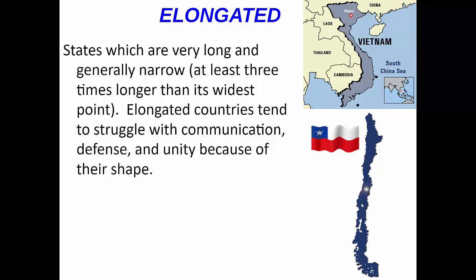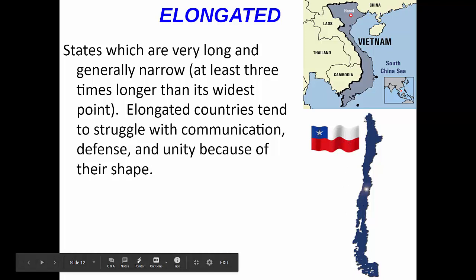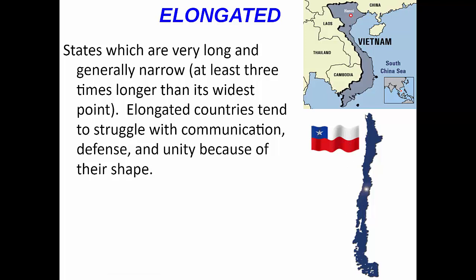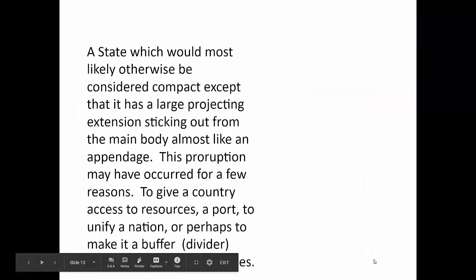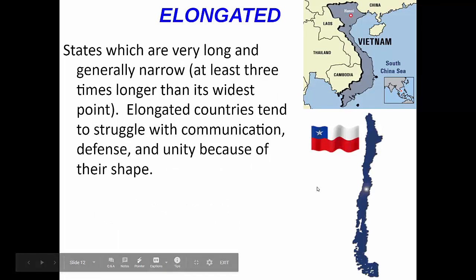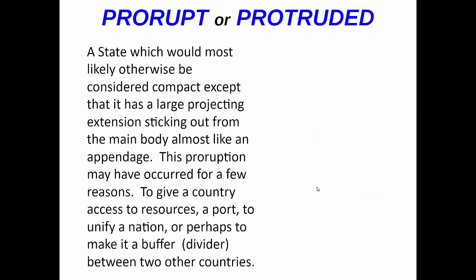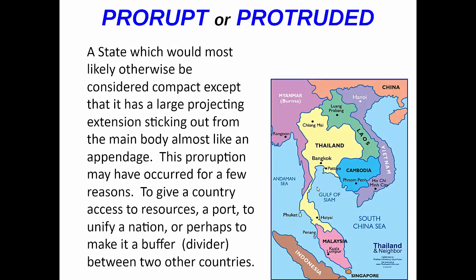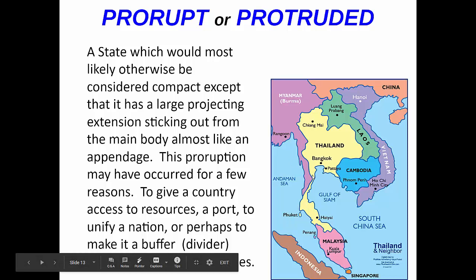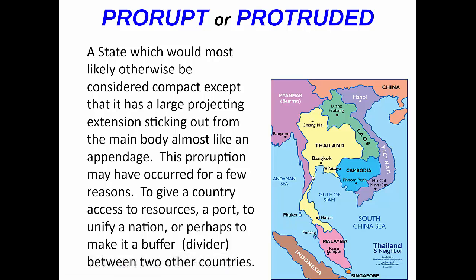And to defend this humongous border all the way along it, right? It's also very difficult to maintain unity and communication, particularly in the extreme areas furthest away from the rest of the country. Prorupted or protruded states are a state that has some sort of appendage, some sort of, I always just say like an arm or a leg, that extends outward in an abstract way.